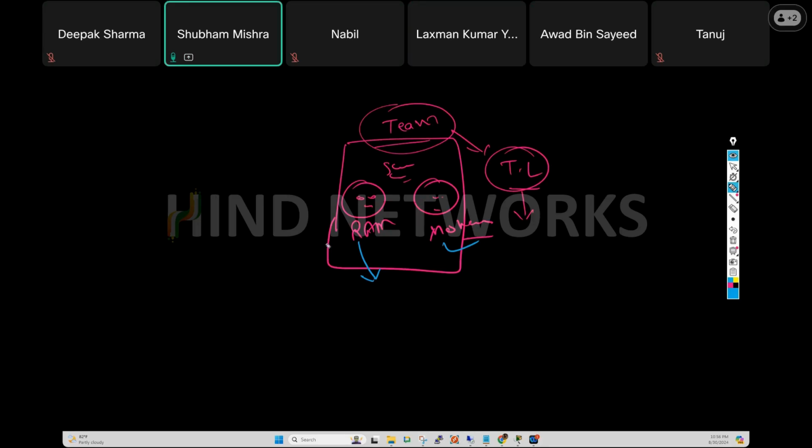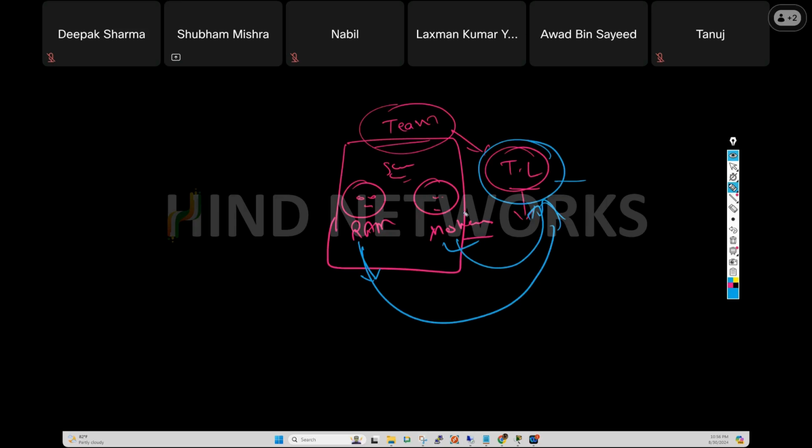Now, let's suppose there is a conflict. Ram is telling something and Mohan does not agree, or Mohan is telling something but Ram does not agree. In this case, both will go to the TL. And it is the responsibility of the team leader to resolve these types of conflict. So it means if we are in a team, we need a leader, and according to the leader, every decision will take place in your team.